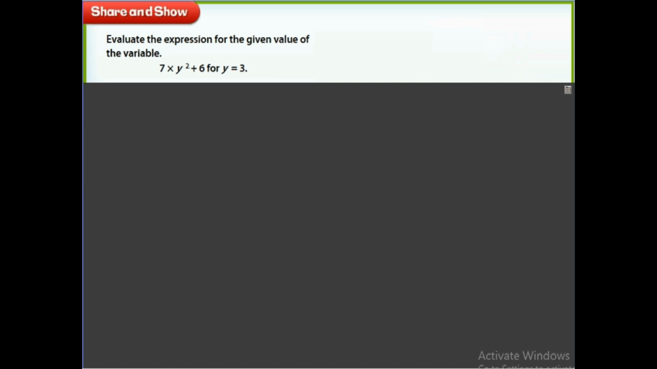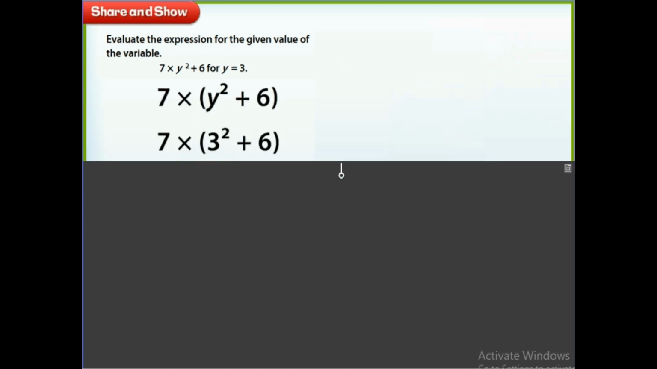Evaluate the expression for the given value of the variable: 7 times the quantity y squared plus 6, for y equals 3. To evaluate the expression, start by substituting 3 for y. Now follow the order of operations and work within the parentheses first. Since there are two operations, follow the order of operations within the parentheses.